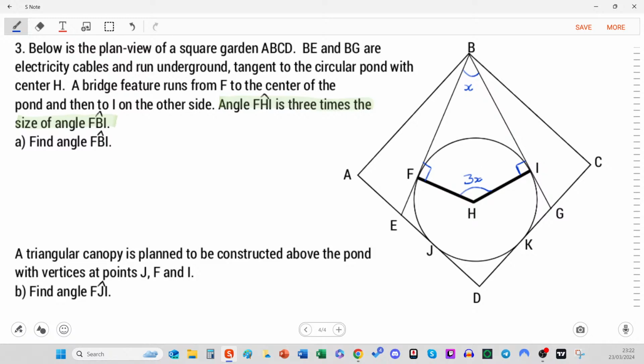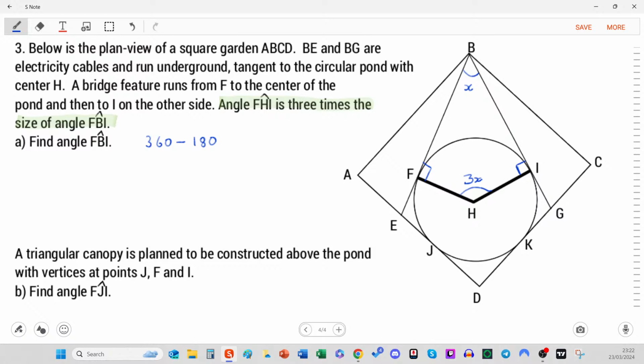So we actually know a bit more about this shape than meets the eye initially. We have the total of 360. We talked about this earlier. The total in a 4-sided shape is 360. We have 2 known angles of 90, so that's 180.